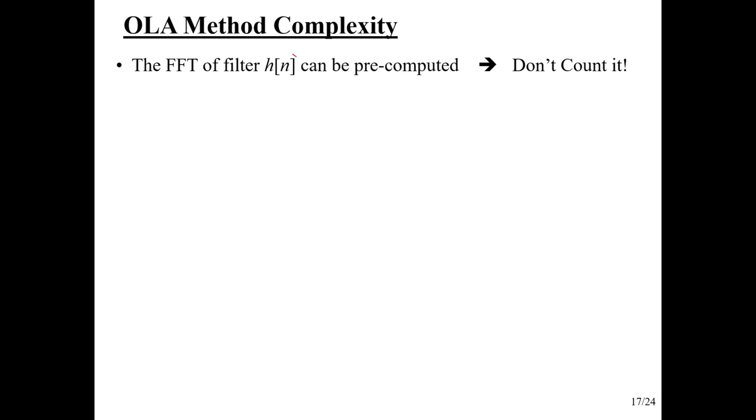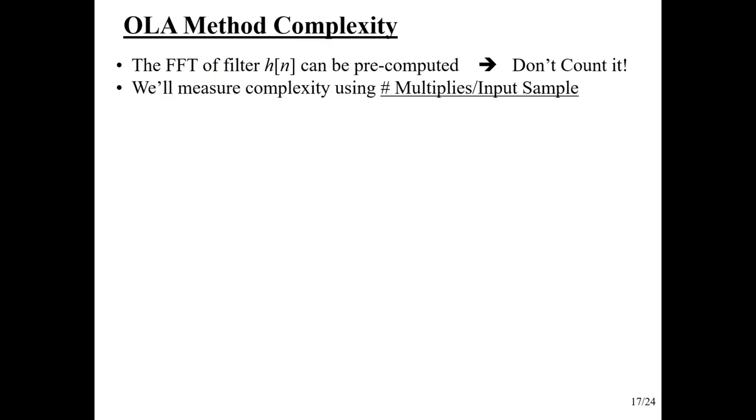So we pre-compute the filter's DFT, so we're not going to count that. We're going to measure our complexity with the number of multiplies we have to do every time we get a new input sample. Now, remember, we're not really computing every time we get a new input sample. We have to wait until we get a block. Then we do it. But then we can count how many operations we do and divide it by how many input samples we were working with. So we get a number that's effectively the number of multiplies per input sample.